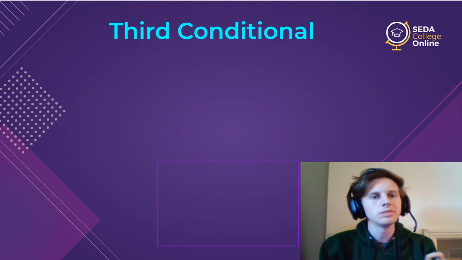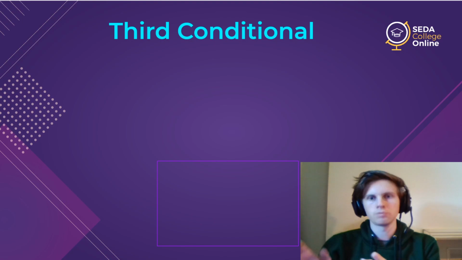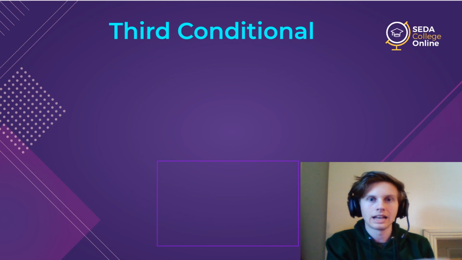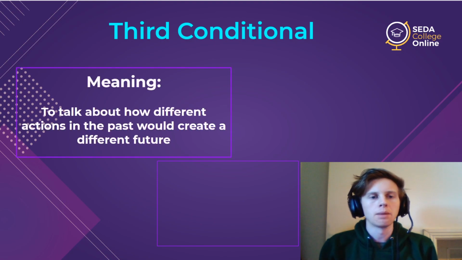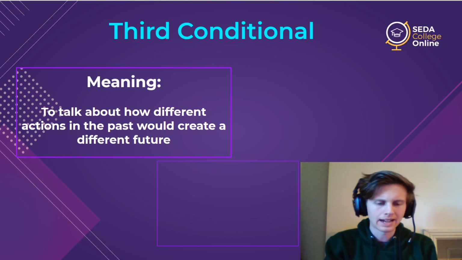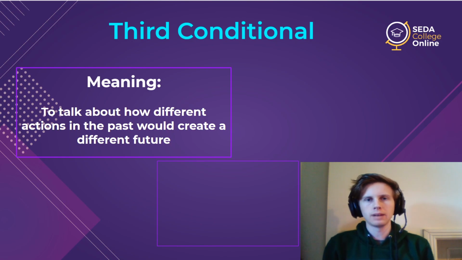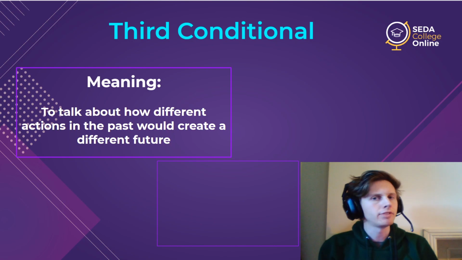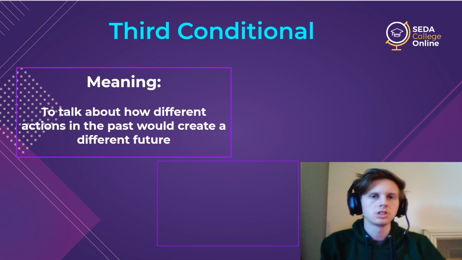All right. So now let's talk about the third conditional. So the first conditional is for the present and the real. The second conditional is for the past and the hypothetical. Well, the third conditional then is about different past possibilities. So what do I mean? Different past possibilities. So the third conditional we use to talk about if you had done something different in the past, how would the future be different? So now you're looking at changing the past to make the future different.